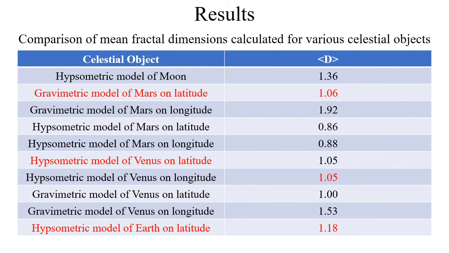On this slide, you may see the average fractal dimensions calculated for all the investigated celestial bodies. They are given in this table, and we highlighted those dimensions for the models which fit each other the best, or that are found to be in the best agreement with each other. And as you can see, the fractal dimensions for latitude models of Mars, Venus, and Earth are very close.